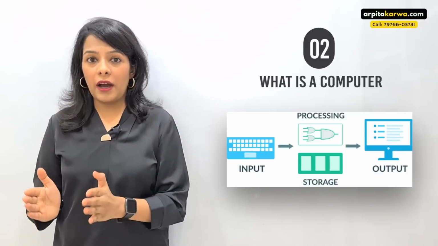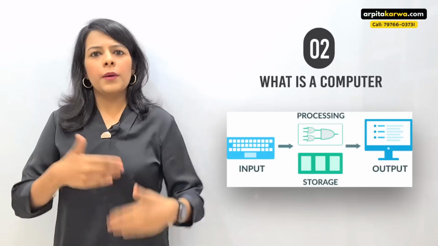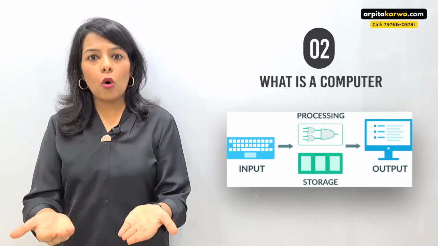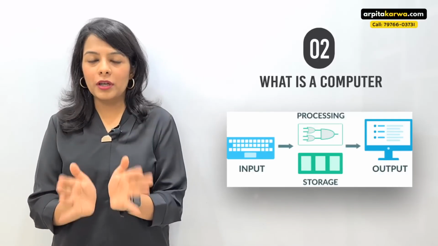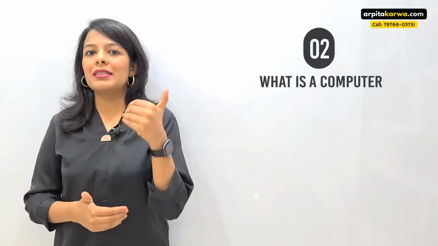It's an electronic device that accepts raw data in form of input, processes it and then shows you the final output. Right, so this is the task of a computer. Now this processing involves a set of instructions that is called program. So if in case they ask you what is a program, you must know that it is a set of instructions given to a computer so that it can process the raw data.